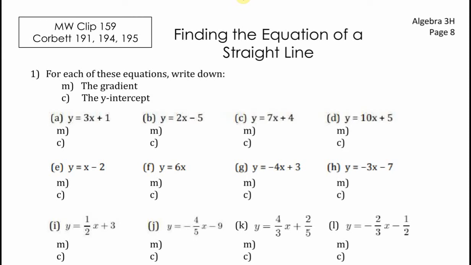Hi guys, this page is all about finding the equation of a straight line, and to do this today we're going to use a form of writing an equation that's called the slope-intercept form. So when we have an equation in this form where we've got y equals something times x plus a constant, we call that slope-intercept form, where the m represents the slope or the gradient, and the c represents the y-intercept.